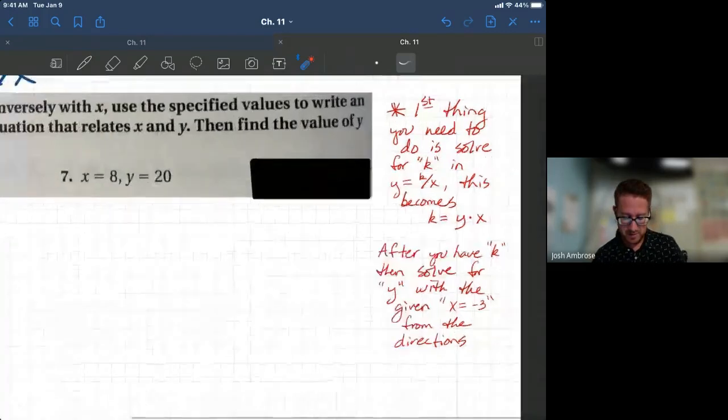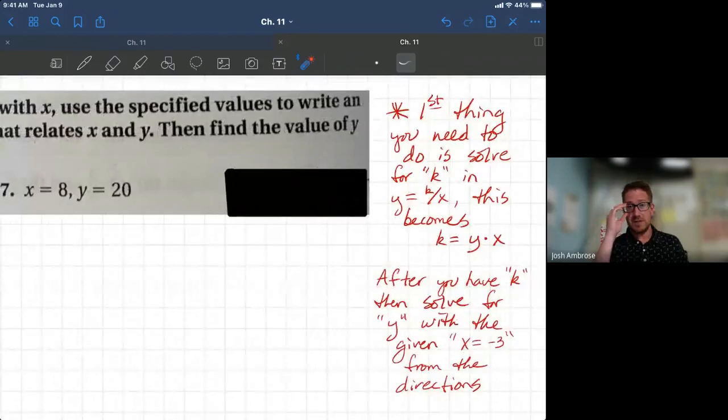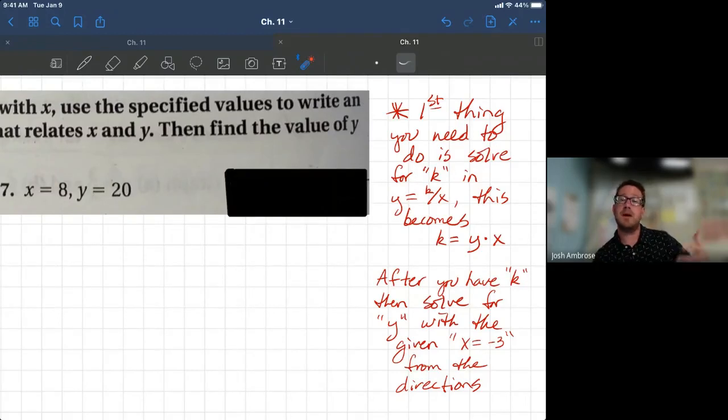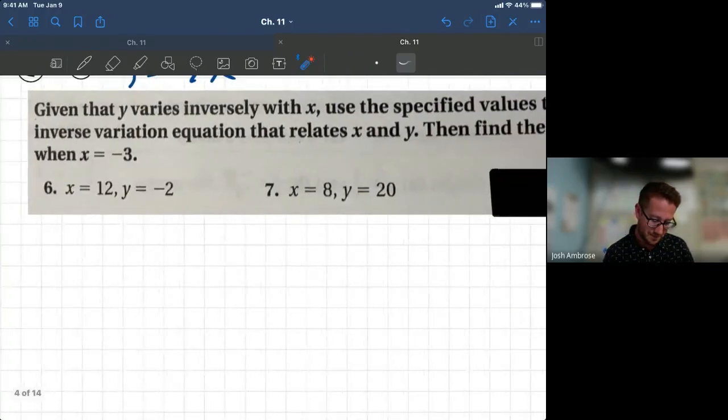Here are your steps. I wrote those over here. First thing you need to do is solve for k, because they're giving you x and y, but they're not giving you k. So the format normally, y equals k over x. If we switch it around and make it say k equals, then it becomes k equals y times x. Because the first thing we have to do is solve for k. So let's do that first.